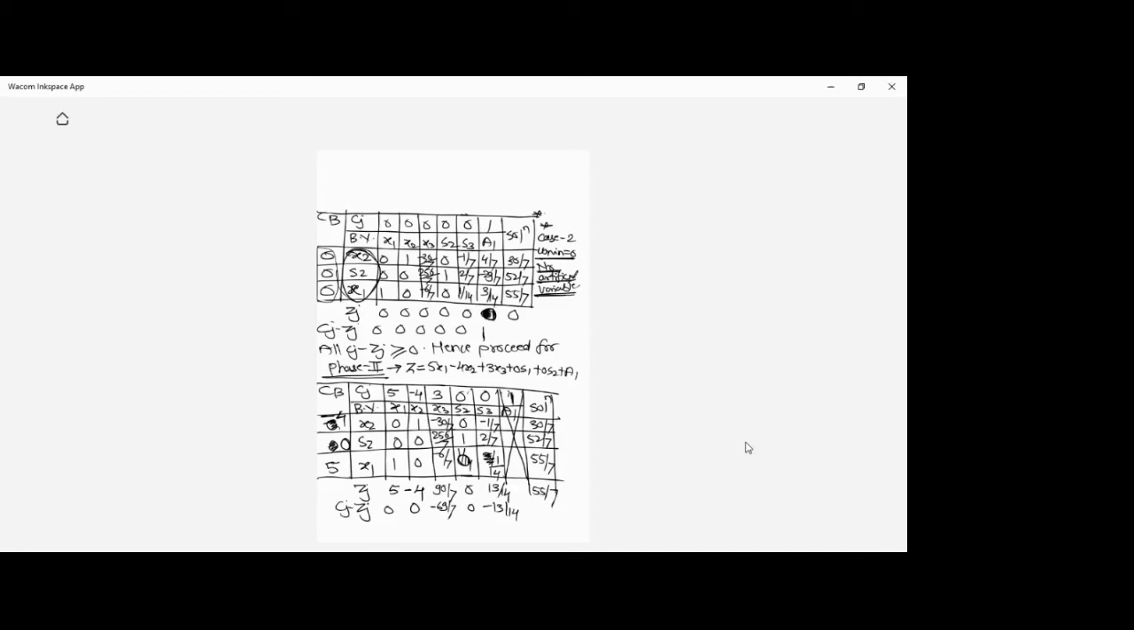Now, what is this particular objective function? The original objective function is a maximization type. So for maximization, all Cj minus Zj values should be less than or equal to 0. Is it happening? Yes, it is happening. So hence this is the optimal solution that we have obtained.